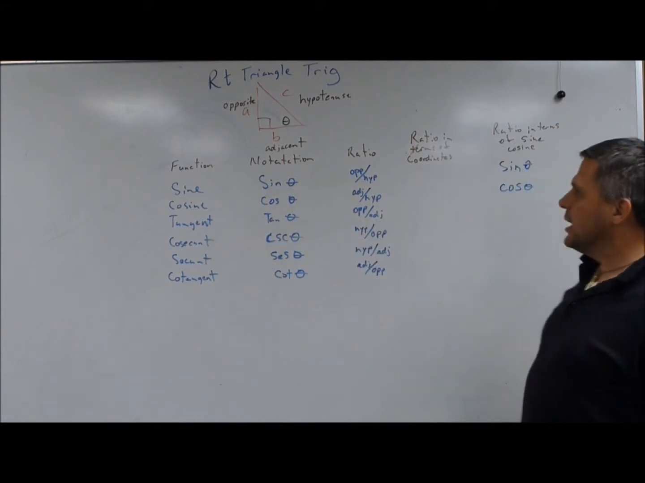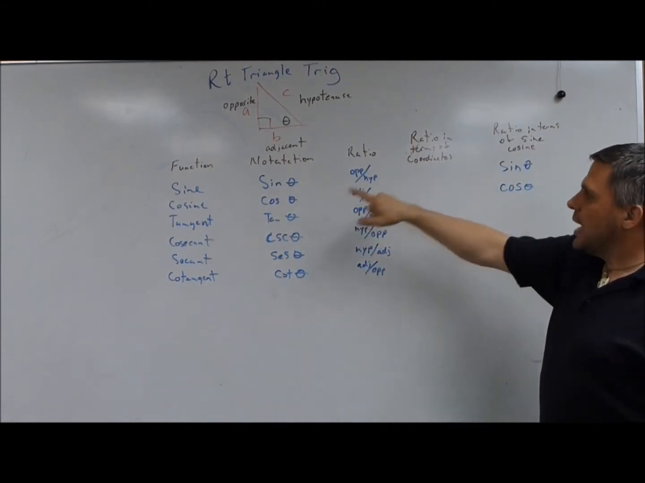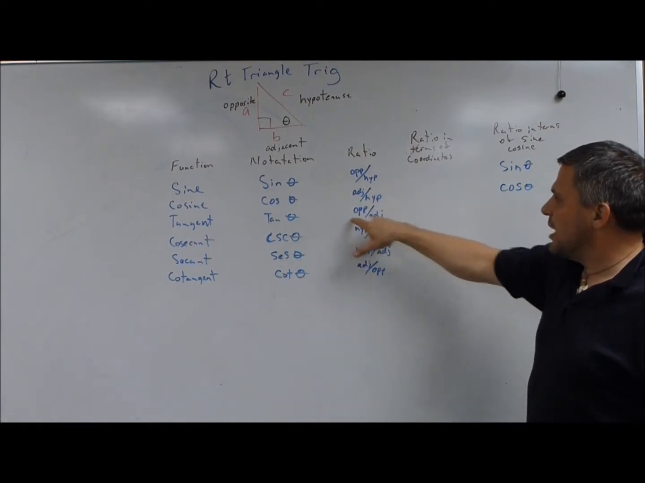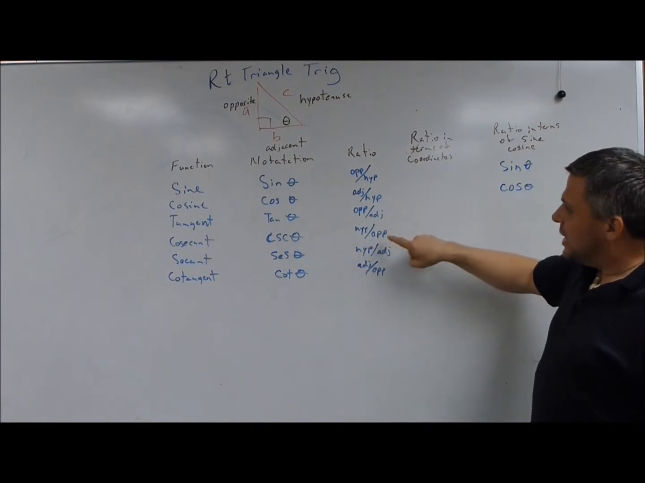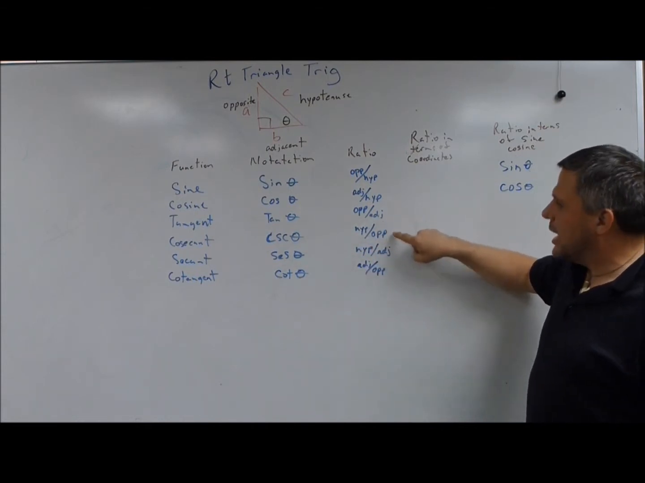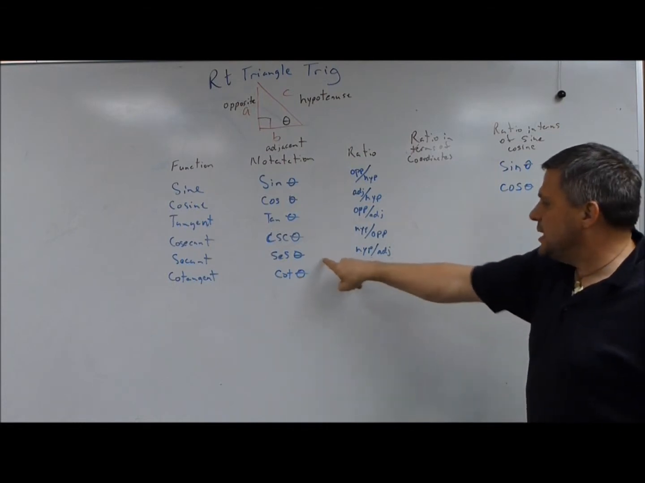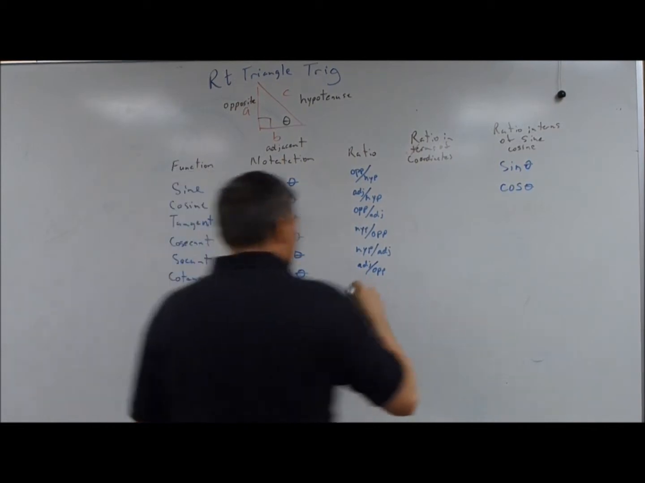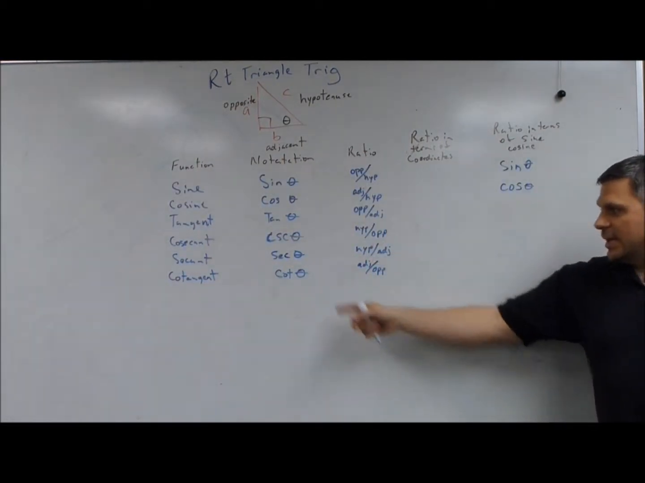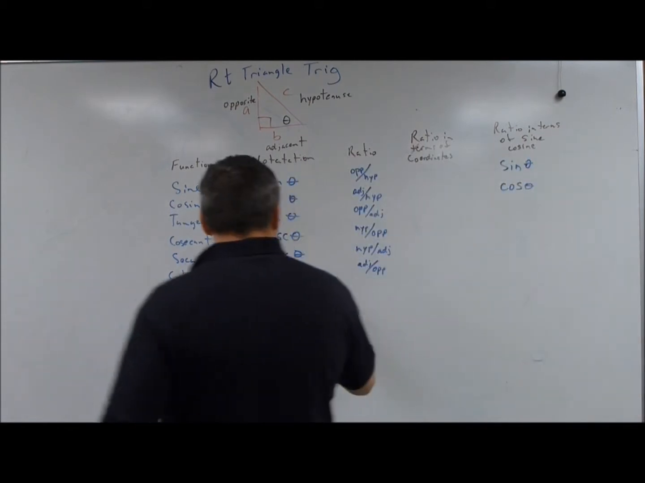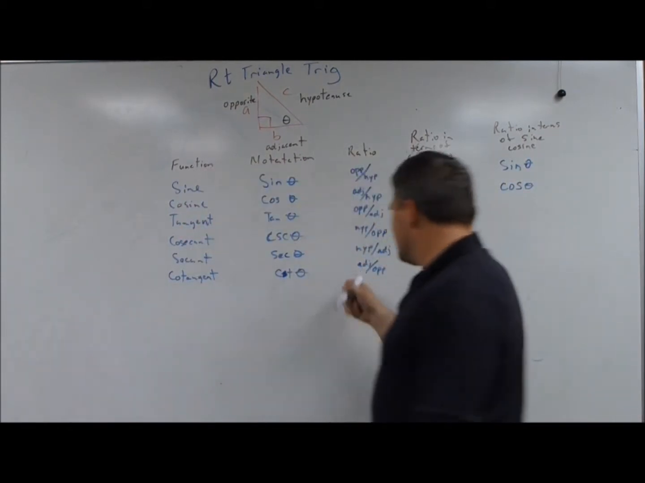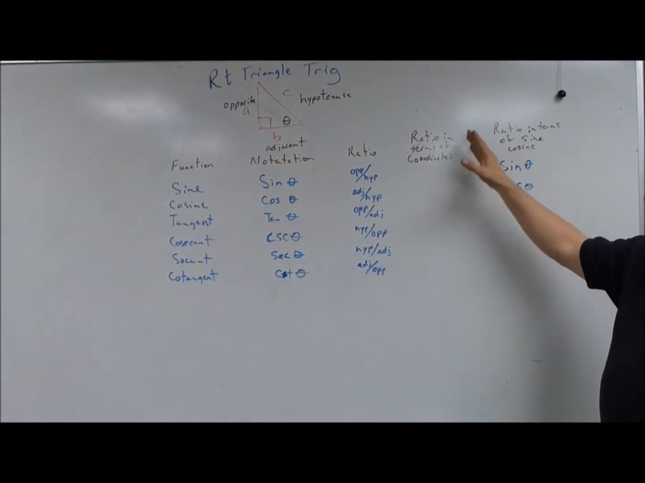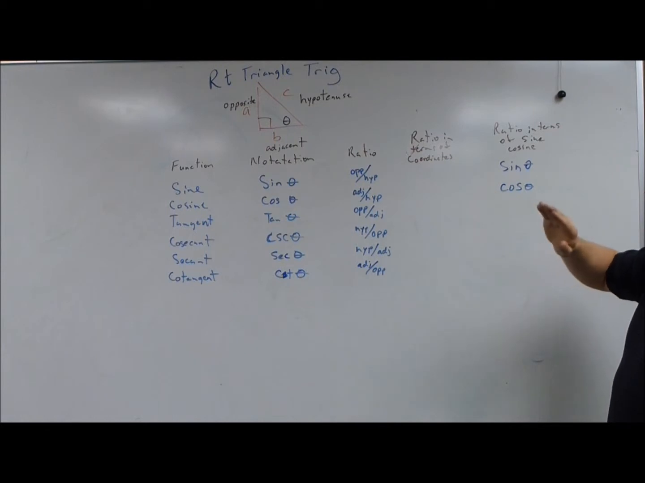The notation of that, the ratio: sine is opposite over hypotenuse, cosine is adjacent over hypotenuse, tangent is opposite over adjacent, cosecant is hypotenuse over opposite, and then secant is hypotenuse over adjacent, and cotangent is adjacent over hypotenuse. Okay? So first we want to think about the ratios in terms of coordinates.